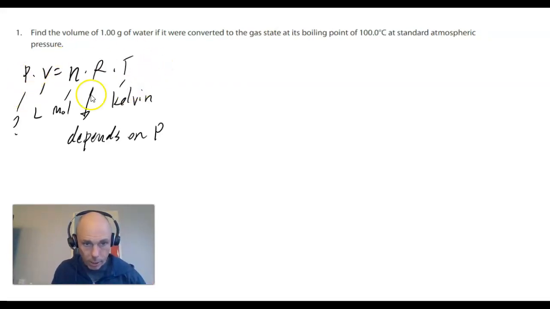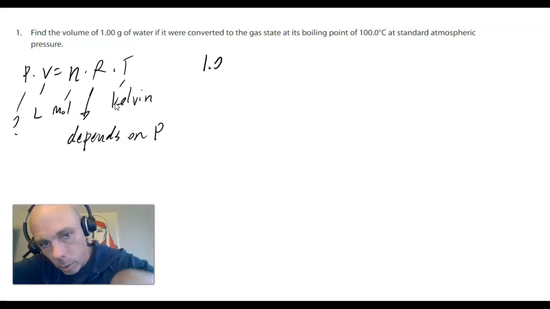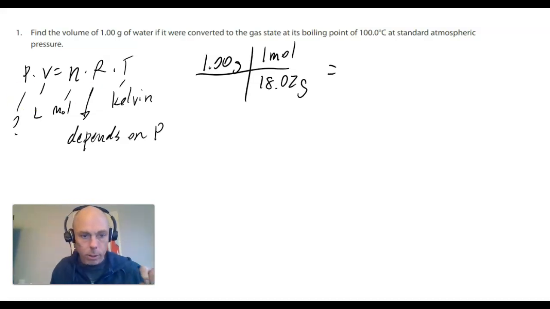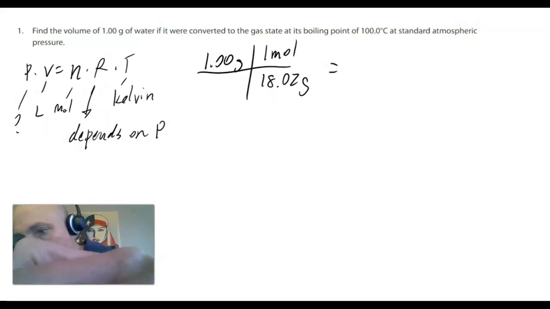So I've rewritten the ideal gas law here, PV equals nRT, reminding you that the unit for pressure will vary, depending on the unit that you have for pressure in R or vice versa. Volume again in liters, moles are moles, and the temperature always has to be in Kelvin. So we've got to convert 1.00 grams of water to moles. In 1 mole of water, there's 18.02 grams. So when we divide 1 by 18.02, we get 0.055 moles.